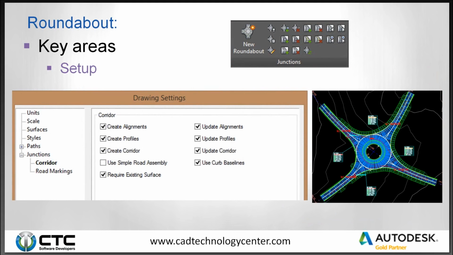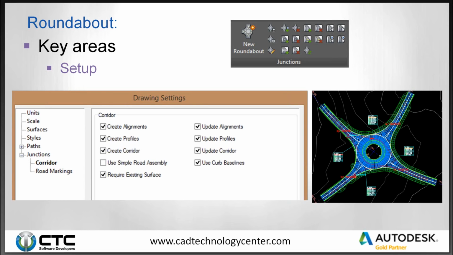Roundabouts, the last key item, a subset of vehicle tracking. One of the major portions of roundabouts is the setup. When I create a roundabout in vehicle tracking, I have the ability to have it automatically create alignments, profiles, and corridors. So if I'm using this in Civil 3D, it will build all that information for me.